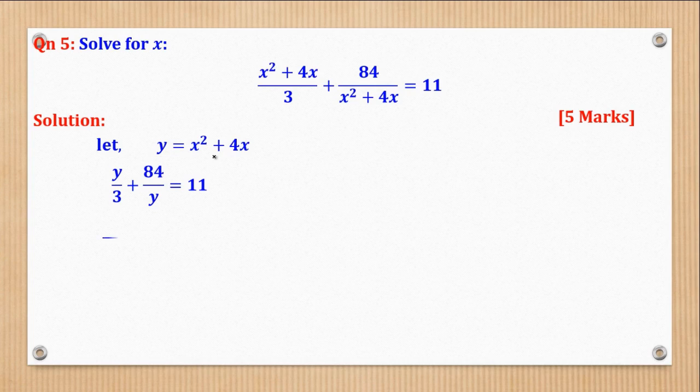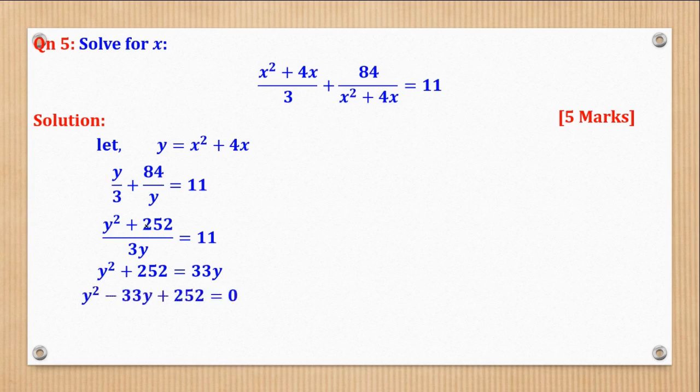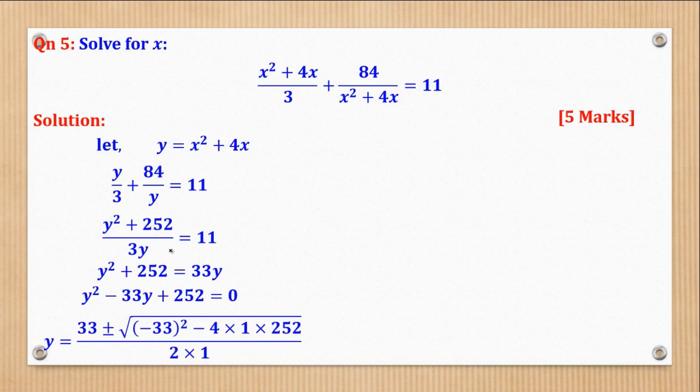So to solve for y, multiply, get the LCM. It gives you this, so 3y divided by 3 is y, times y is y squared. 3y divided by y is 3. 3 times 84 is 252. Then cross multiply and rearrange to get a quadratic. Then solve that quadratic; the method used to solve must be the same. And get the two values of y.